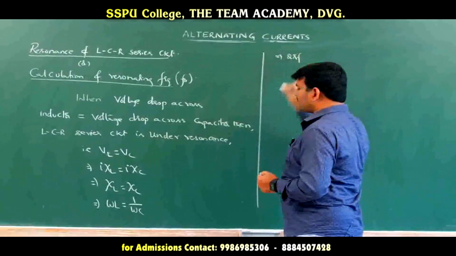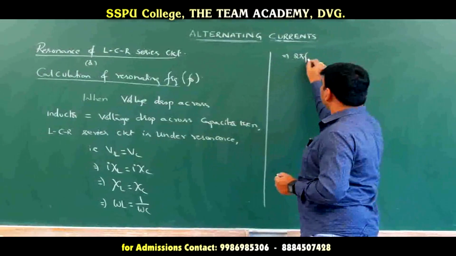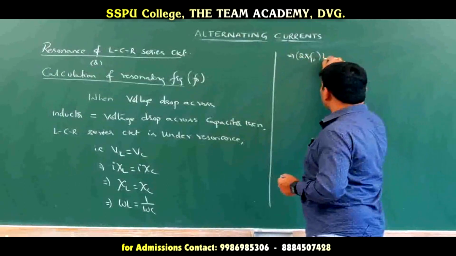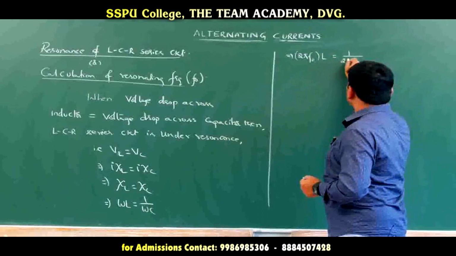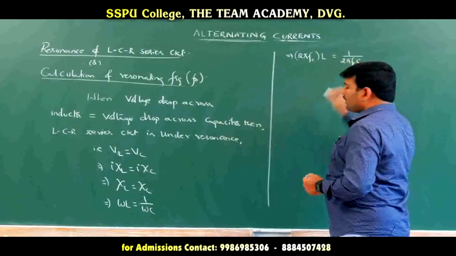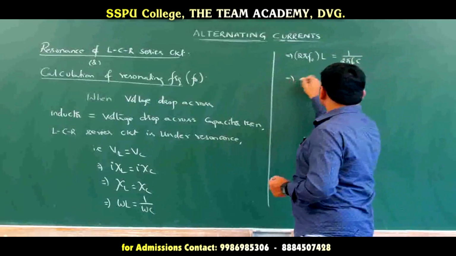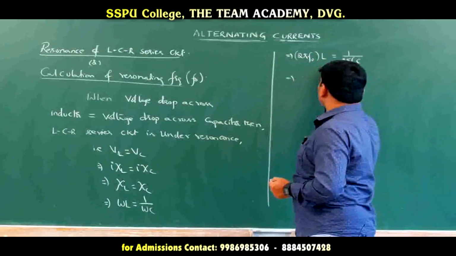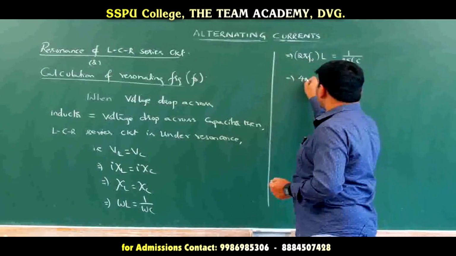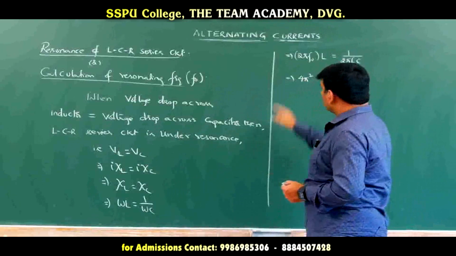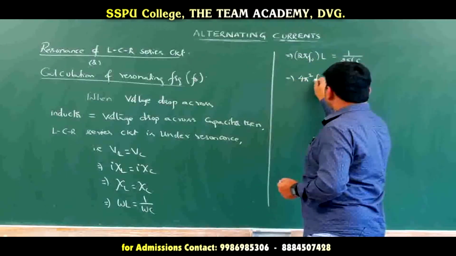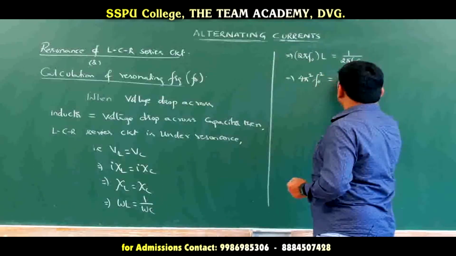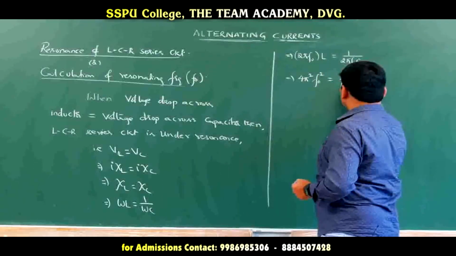I will take this f as the resonating frequency, therefore f naught. 2 pi f naught into L is equal to 1 by 2 pi f naught into C. Now, bring this 2 pi f naught to this side. Then 2 pi into 2 pi is 4 pi square: 2 into 2 is 4, and pi into pi is pi square. F naught into f naught is f naught square. And this is 1 by, bring this L to this side, by LC.